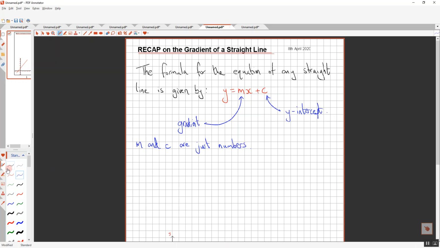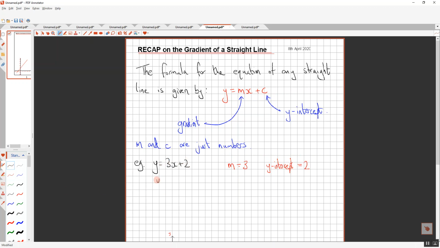So for example, if I was to write out an equation of a straight line, let's say y equals 3x plus 2. Okay, well, what is the gradient of this line? Well, the gradient is the number in front of the x. So what's the number in front of the x? It is 3. What about the y-intercept? What is the y-intercept of this line? Well, the y-intercept is just a number that is by itself, which is 2.